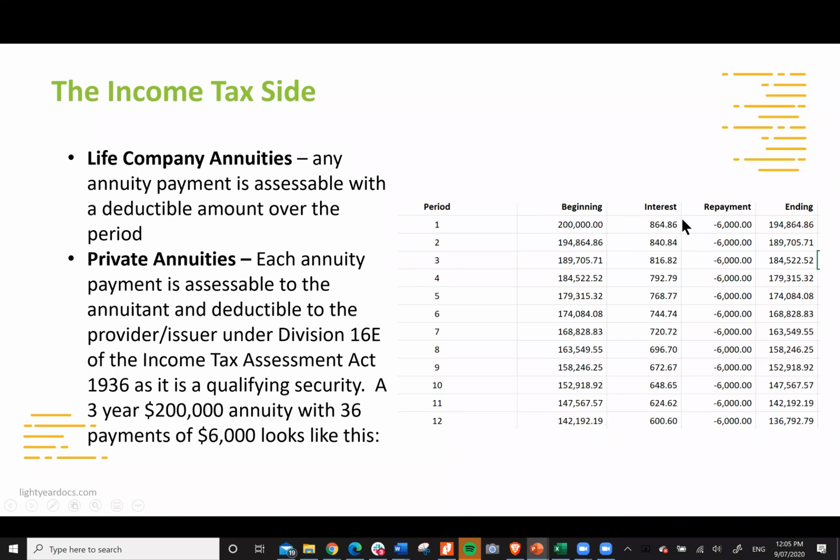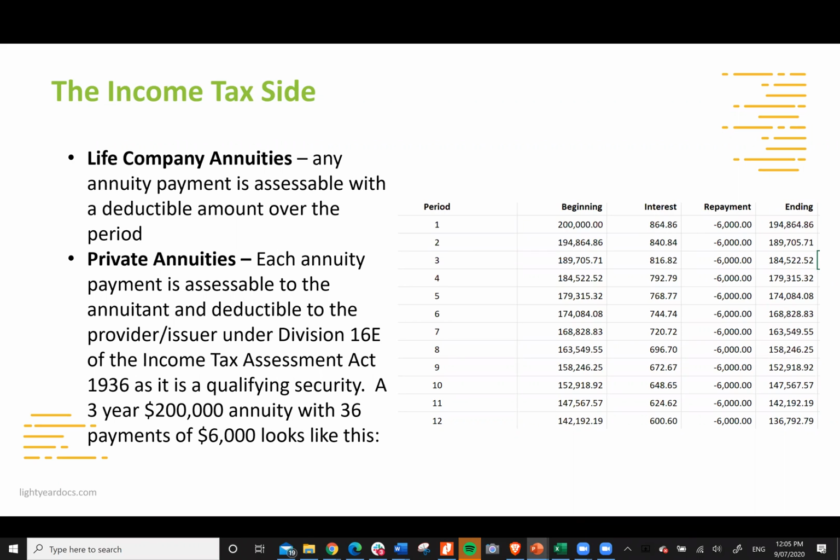For the annuitant, there's a good thing about that. Because it's a qualifying security, that's included in their assessable income. Now, because I'm the issuer, it automatically becomes tax deductible for me. It's just the way Division 16E works.